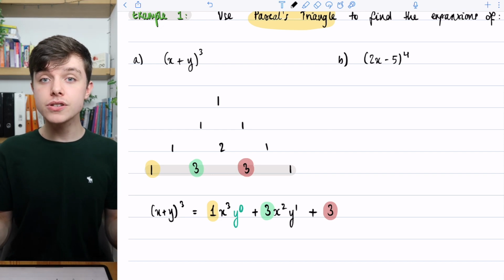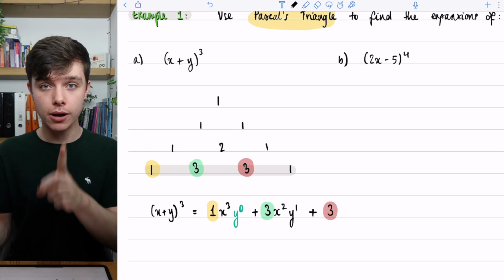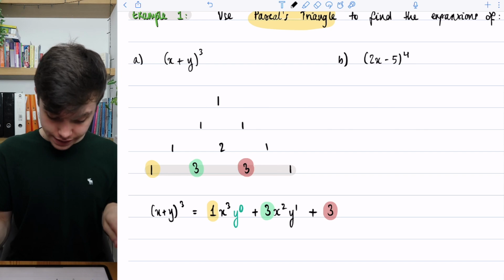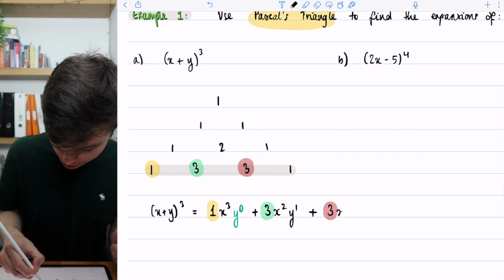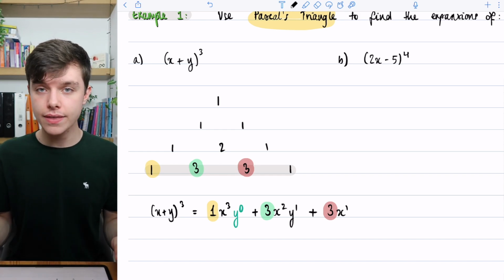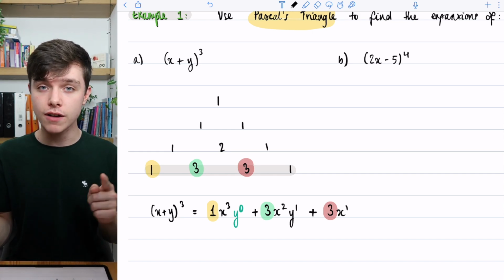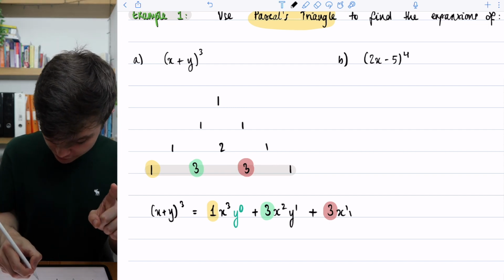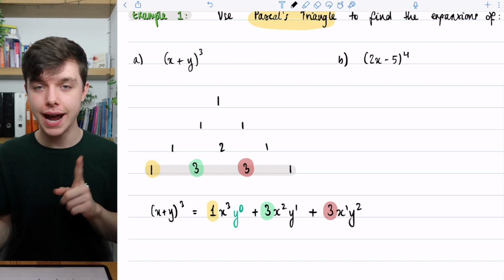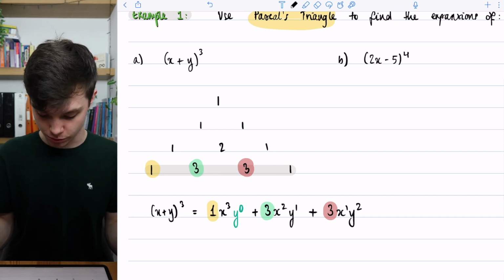And again, we want to decrease our x power by 1. The second term had an x power of 2, so the third term is going to have an x power of 1. And then the second term had a y power of 1, so we want to increase that y power by 1 to give me y squared. Okay, the more practice you do, the easier this will become.